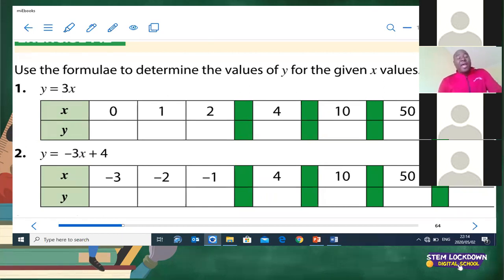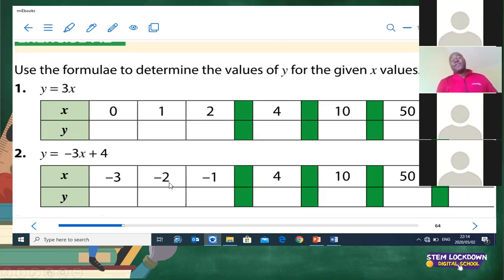Of course, 9 plus 4, sorry, not 9 plus 3. 9 plus 4 will give you 13. So -3 times -3 is 9, and 9 plus 4 gives you 13.